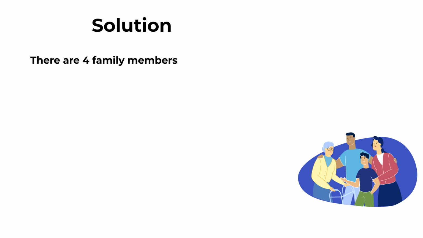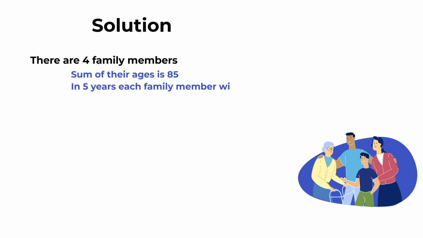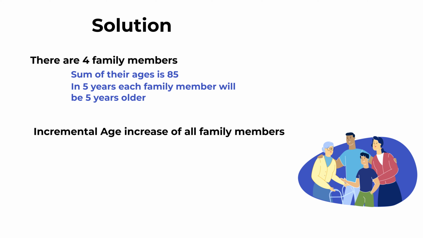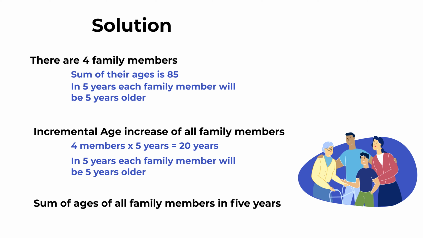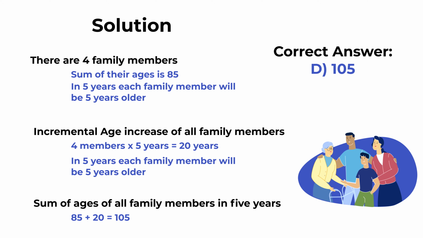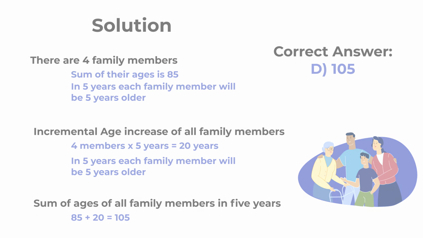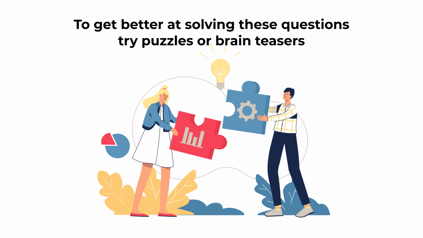There are 4 family members, and the sum of their ages is 85. And in 5 years, each family member will be 5 years older. So the incremental age increase for all family members can be calculated as 4 family members multiplied by 5 years equals 20 years. So the sum of the ages of all family members in 5 years can be calculated as 85, which is the original sum, plus 20, which is the incremental age increase, and would be equal to 105. So the correct choice here is choice D, 105. Hopefully you've nailed this question and now know how to answer similar puzzles on the test.